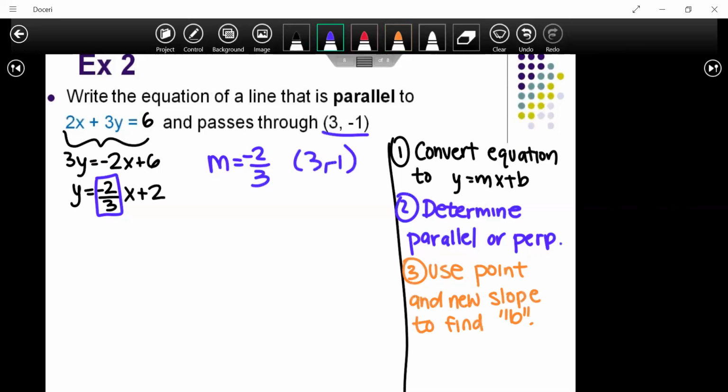Okay? We want to be able to take these values now, and we want to be able to plug them into y equals mx plus b. Okay, we're solving for b now. So negative 1 is equal to negative 2/3 times 3 plus b.